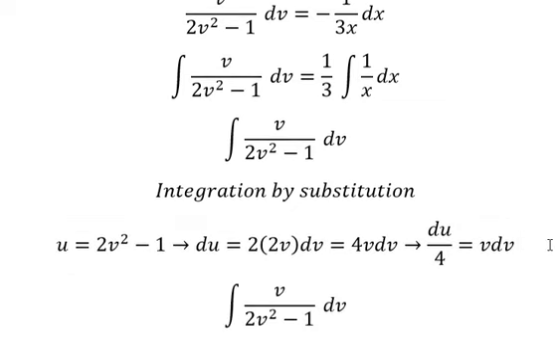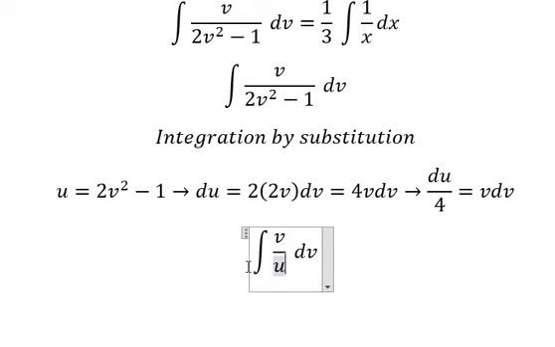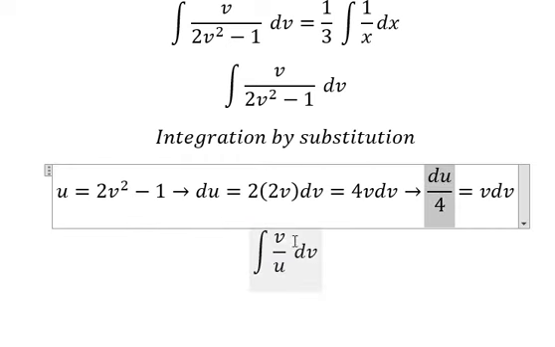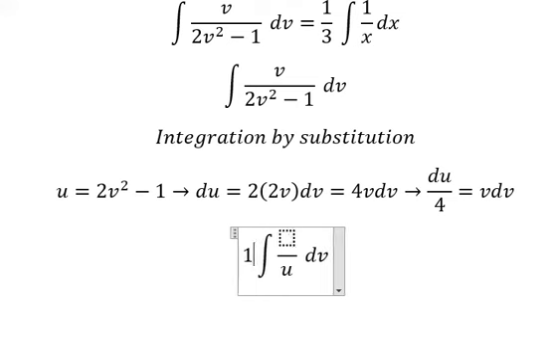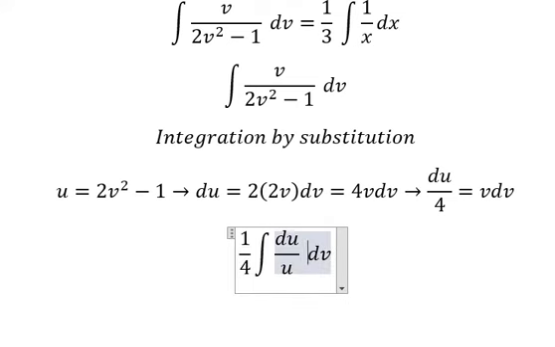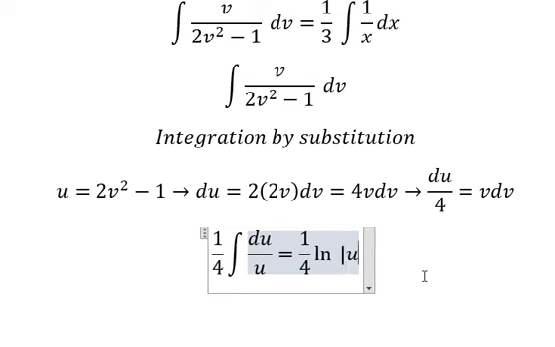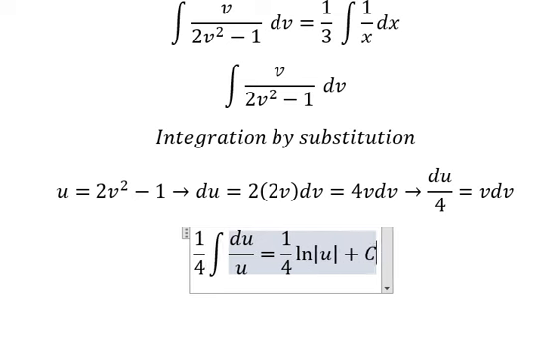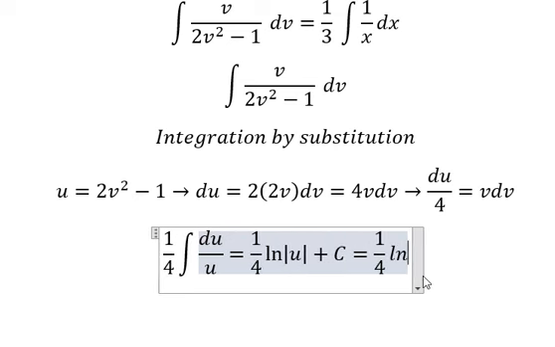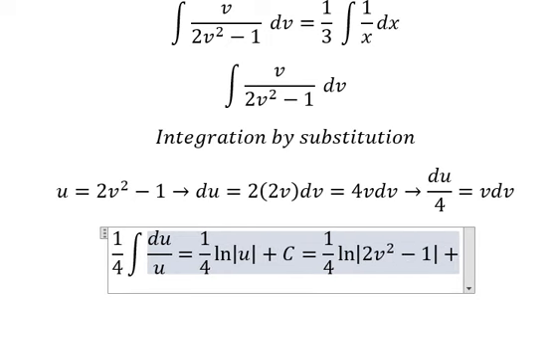So this one we change by u. V dv we change by this one. The integration of du over u, we have ln of the absolute value of u, and I will put c. About u, that is 2v squared minus 1, and I will put c.